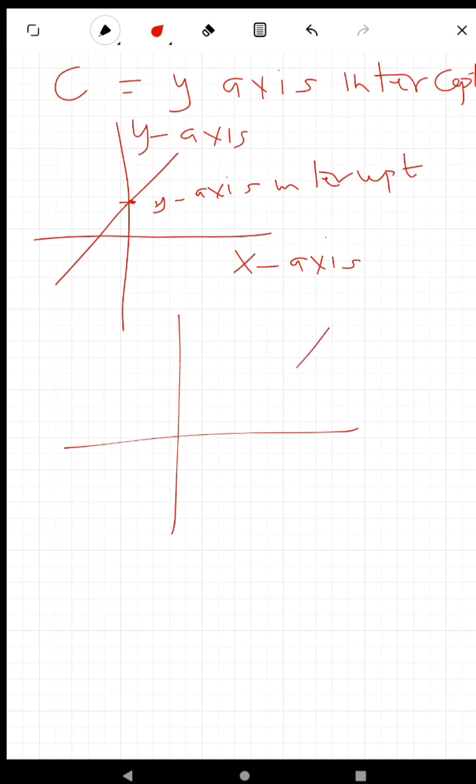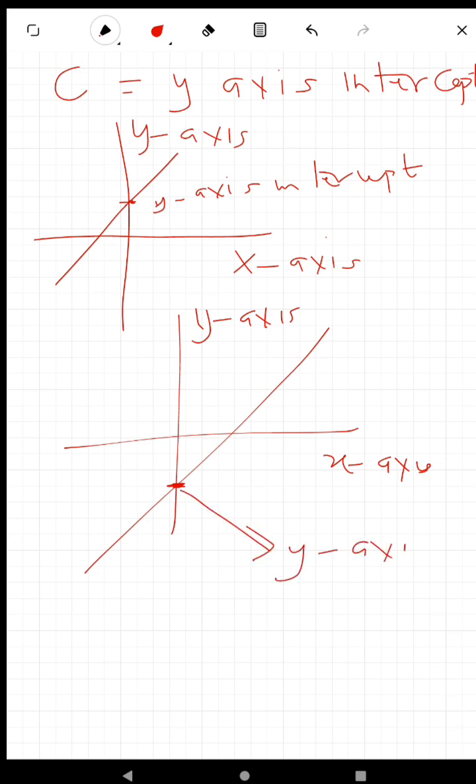If I have another graph and I draw a straight line arbitrarily, knowing fully well that this is the y-axis and this is the x-axis, what is my y-axis intercept? This is where the line crosses the y-axis. So this point here is my y-axis intercept. So that's what the value of c is, the y-axis intercept.